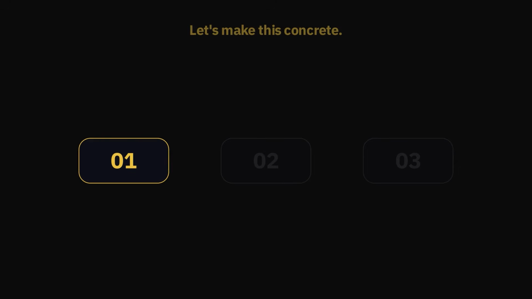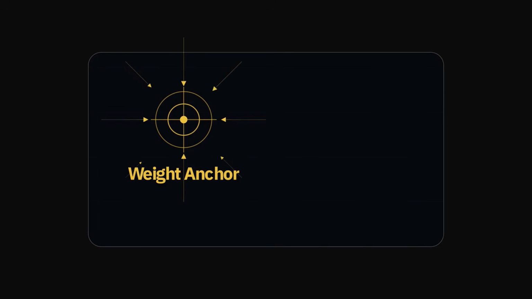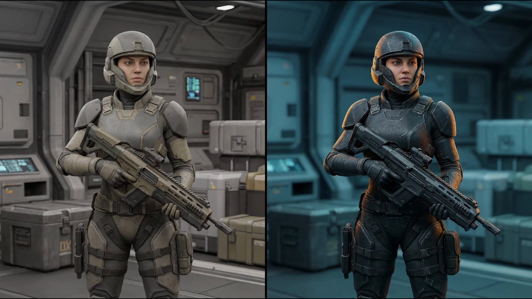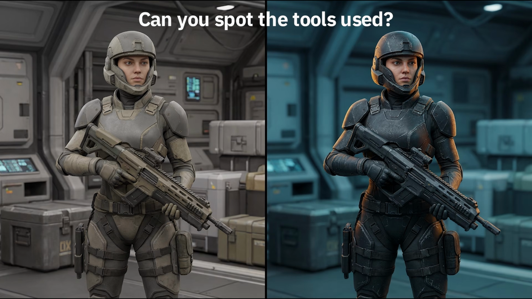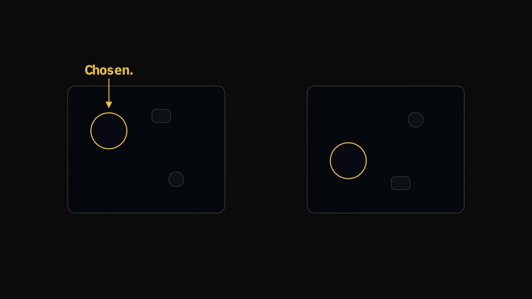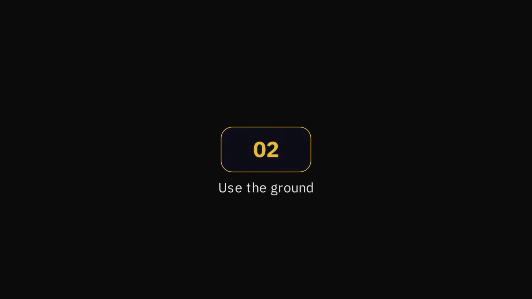So let's make this concrete. 3 things you can do in any scene right now. The first one is to establish a weight anchor before you do anything else. Decide where the heaviest point in your scene should be. Usually that's going to be your main subject. Then make it darker or more detailed or warmer or sharper than everything around it. You don't need all 5 tools. 1 or 2 is enough. The key is that it's deliberately heavier, not accidentally. The second thing is to use the ground properly.